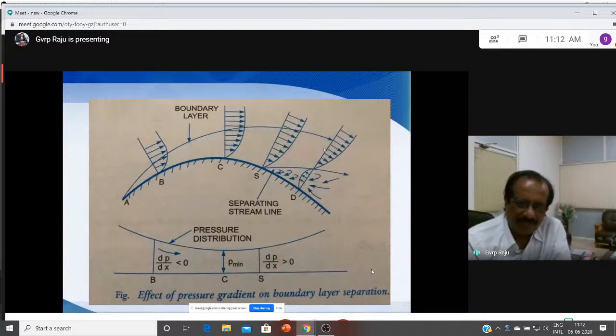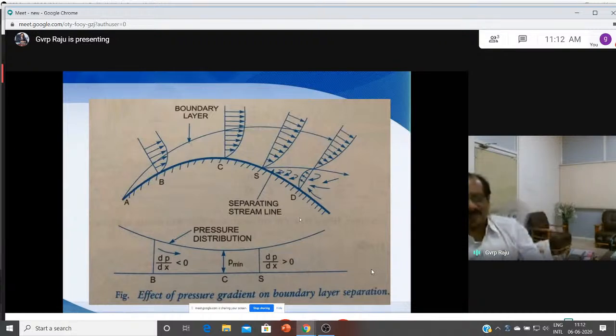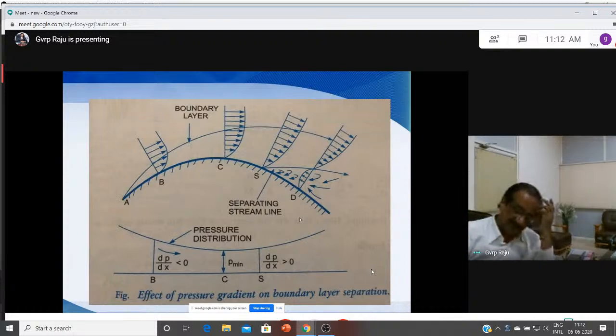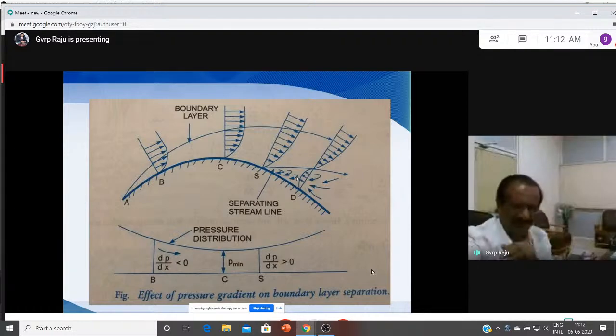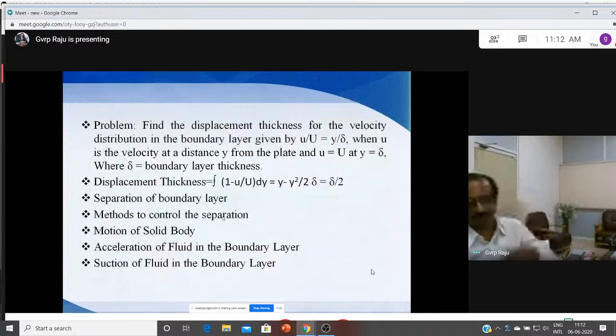So when you separate the forward flow and backward flow, that line is called a separating streamline. Very, very important. Separating streamline. Important for objective type questions. This is the separation of streamline, separation of boundary layer, because the boundary layer is supposed to be along this line, but here the boundary layer is separated because of negative velocity. And then how will you control this separation? That is another issue. Methods to control the separation.